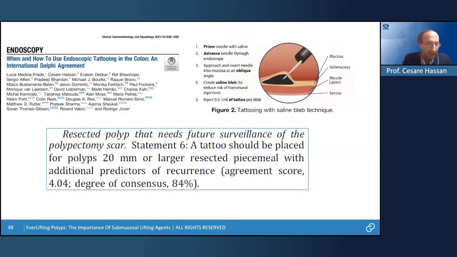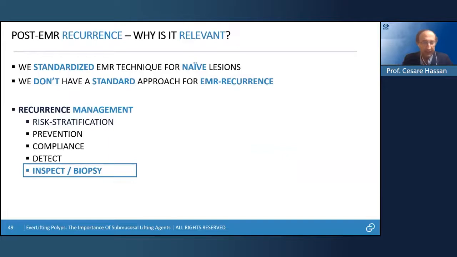And Evelyn and Doug were in, and we recommended that a tattoo should be placed for a polyp 20 millimeter or larger, resected in piecemeal with additional predictors of recurrence. And we also clarified that the tattoo must be injected on the opposite side of the lesion in order not to prevent the treatment of the next recurrence.